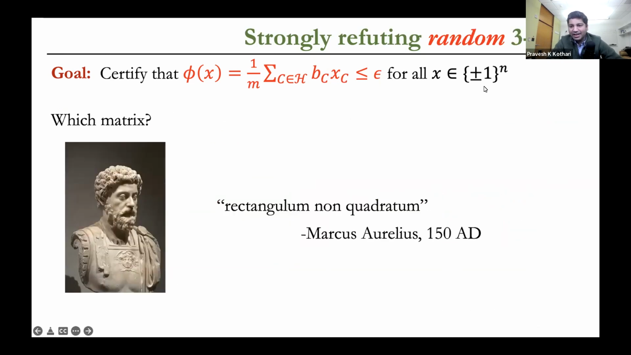Which is to ask the same question about 3 XOR. Okay. And it's actually kind of amazing what stops us. What stops us was observed by this famous proof complexity theorist, 150 years after 0, where he said that rectangle is not a square. Okay. I'm not sure that this is a quote by him. This is simply my guess for what he would have said to our problem.